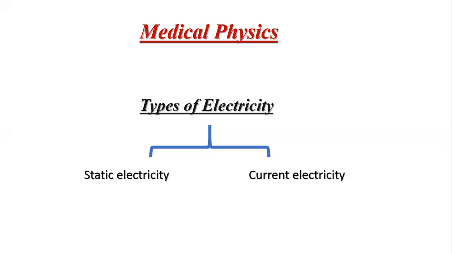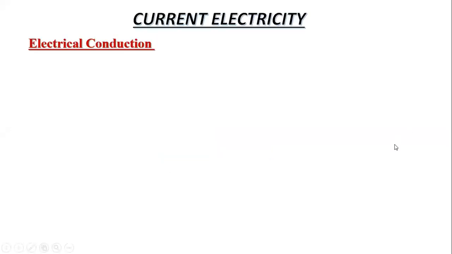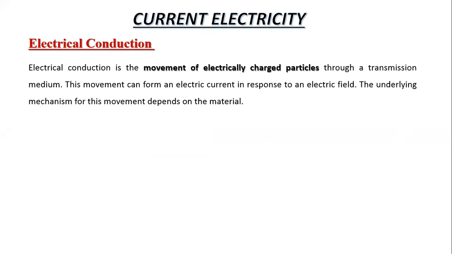In the previous lecture, we discussed that we have two types of electricity. One is static and the other one is current electricity. So today's lecture is based on current electricity. The first topic for current electricity is electrical conduction.